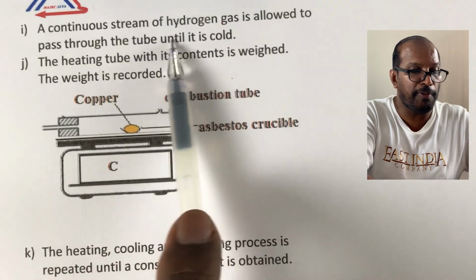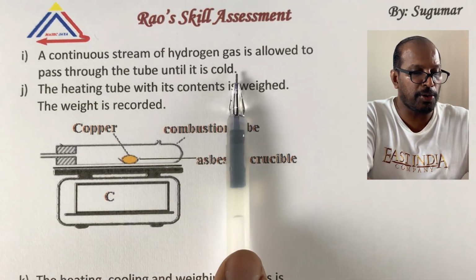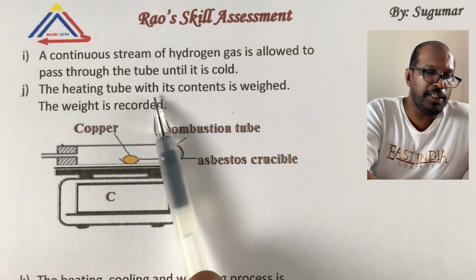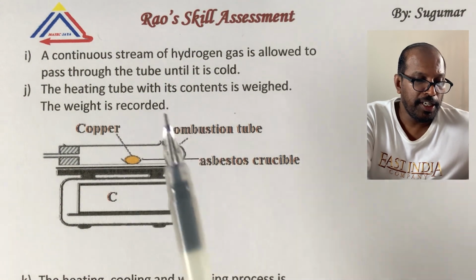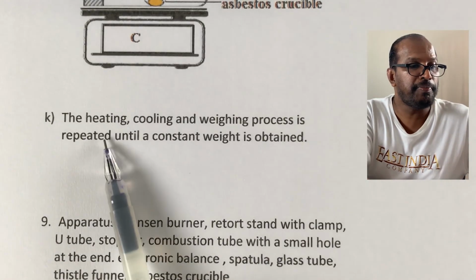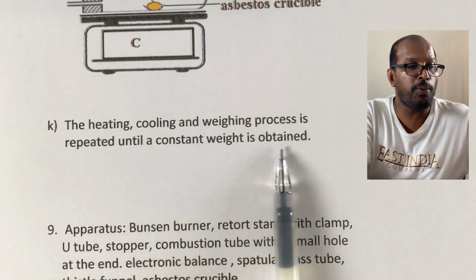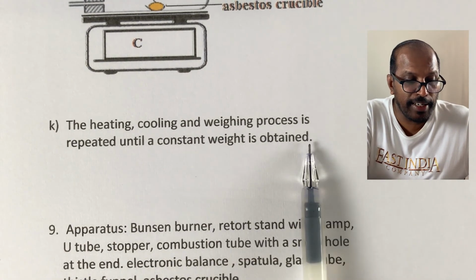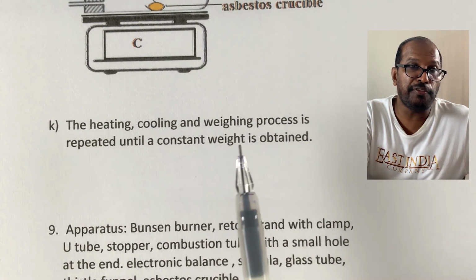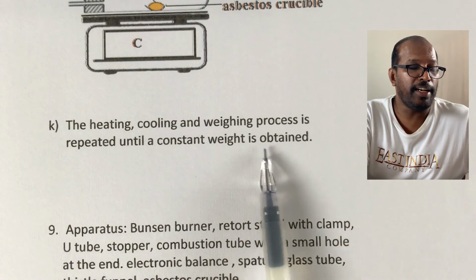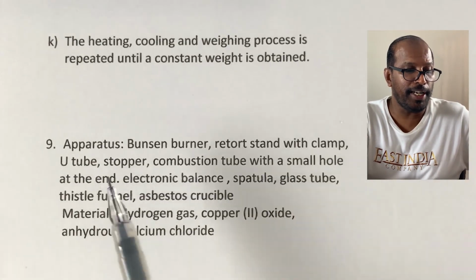You see a continuous stream of hydrogen gas is allowed to pass through the tube until it's cool, and the heating tube with its content is weighed, and the weight is recorded. And this process is repeated. The heating, cooling and weighing process is repeated until a constant weight is obtained. Once you've done that, you have obtained all the requirements that you need for your tabulation of data and do your calculations. Then only we write all the apparatus that is required.